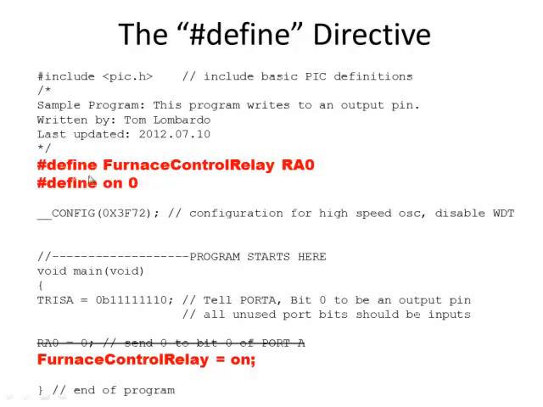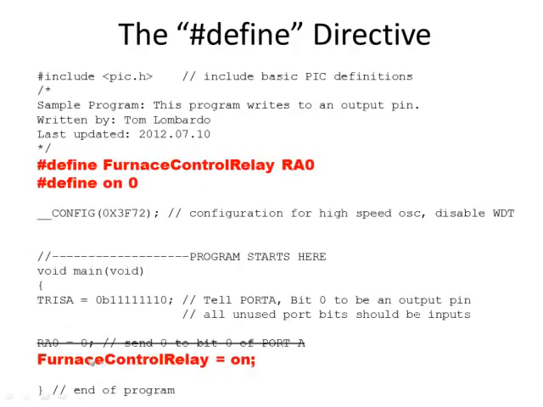What the define directive does is it says, you already know this name, I'm going to call it by this name, and anywhere I use this word, you pretend I said this. It just does a direct translation. So if I say #define furnace control relay, now in your names you can't have any spaces, so we're going to cram it all together and call it furnace control relay, the same as RA0.